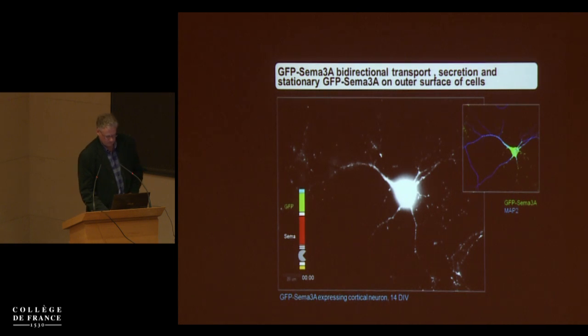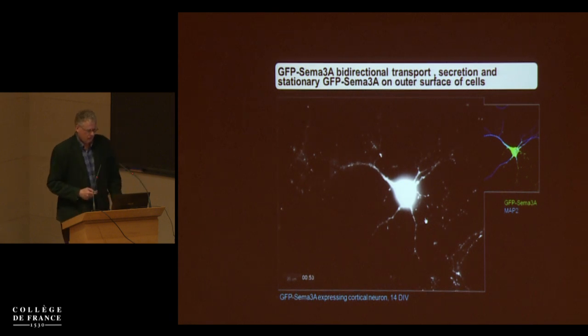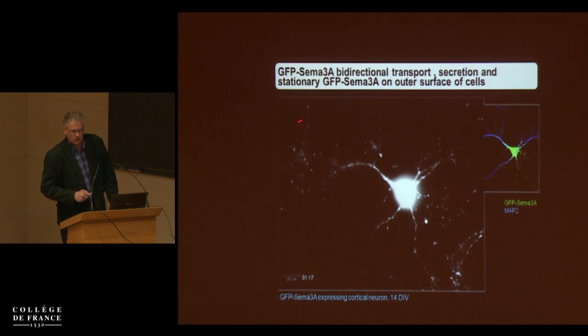So I hope this works. This is GFP-tagged semaphorin 3A in a cortical neuron. And actually, you see four different phenomena. First of all, you see vesicles moving in anterograde direction. You see also vesicles moving in a retrograde direction. There are also stable puncta on the cell. When you carefully look, there are some semaphorin 3A hotspots that don't move at all. And there is, that's also interesting, a kind of cloud of semaphorin 3A around the cells in the culture dish.